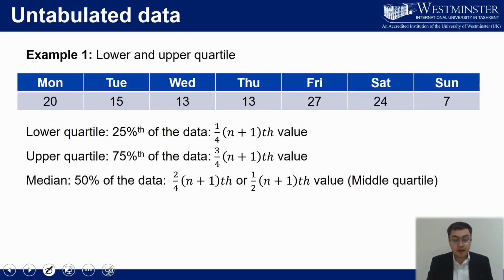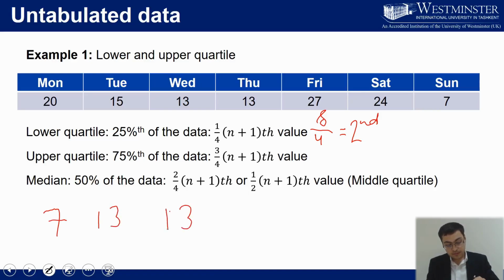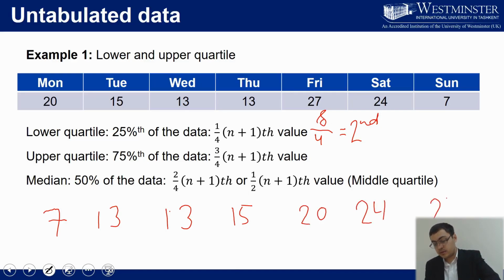So if we try to apply the lower quartile and upper quartile formulas to this example, we'll see that again we have 7 observations. That is going to be 8 divided by 4, so I need the second observation. Let me put it in order here. So that's 7, 13, 13, 15, 20, 24, and 27. Right off the bat, the centermost number is the median.